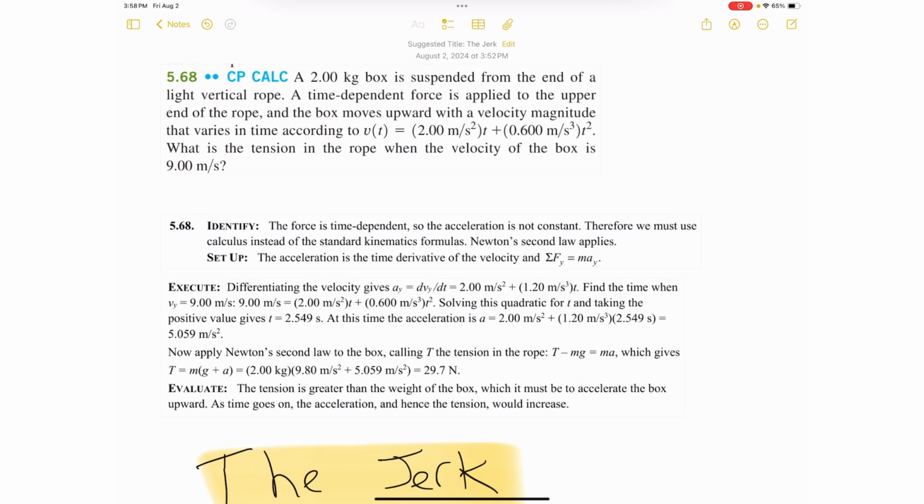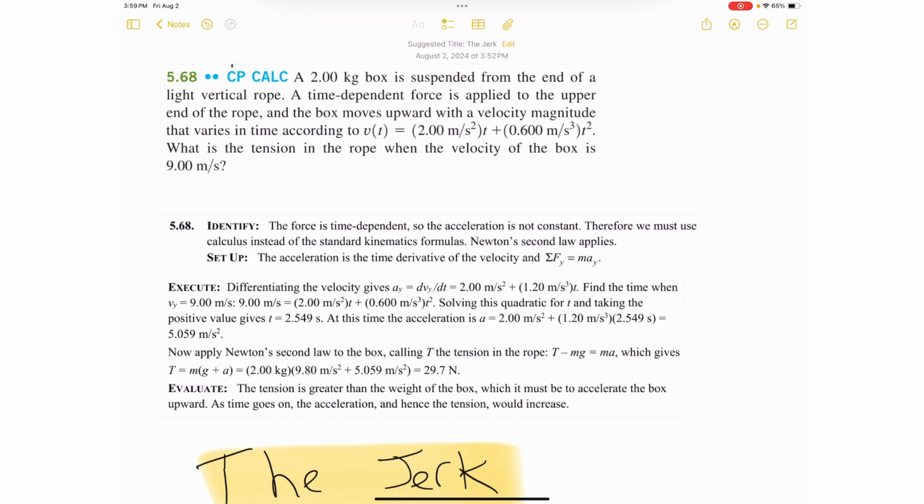Okay, so in this problem we have a 2 kilogram box. It's suspended from the end of a light vertical rope, and a time-dependent force is applied to the upper end of the rope, and the box moves up with a velocity magnitude that varies in time according to this equation. V of t is equal to 2 meters per second squared times t plus 0.6 meters per second.